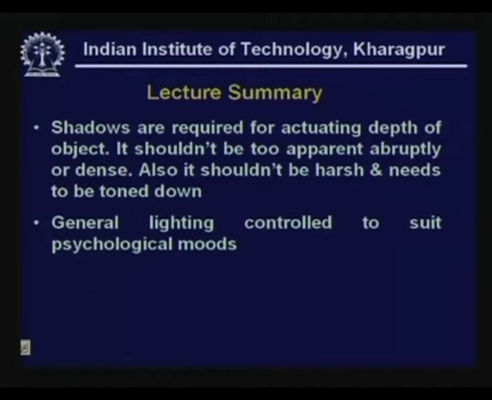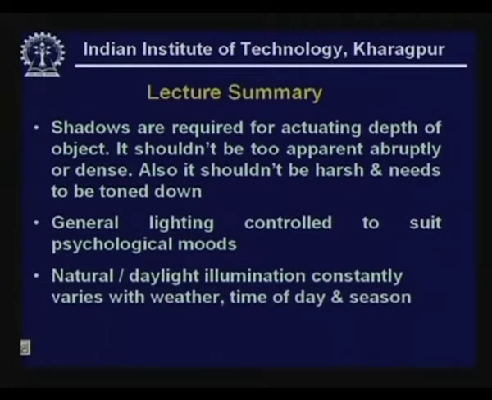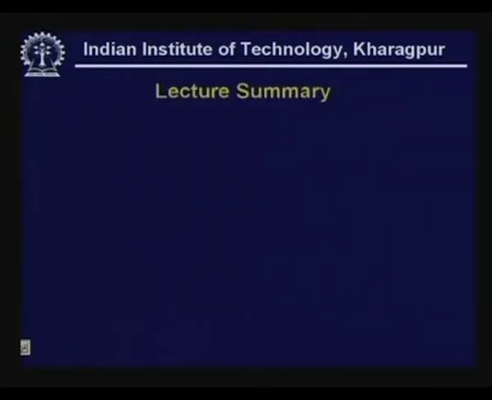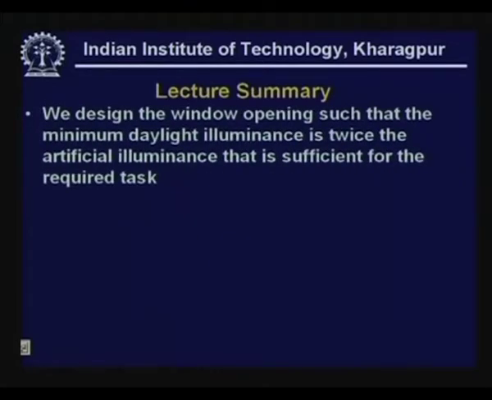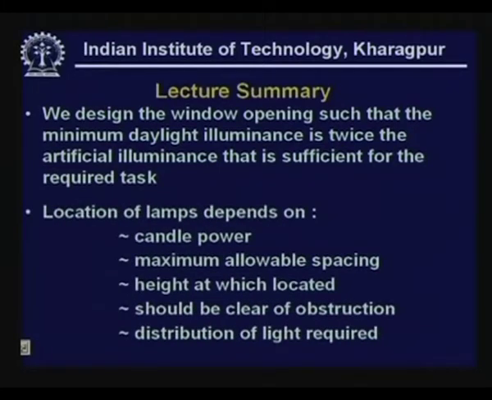General lighting is provided with controls to suit psychological moods. The natural light or daylight illumination varies with the weather, time and season, therefore windows are accordingly designed. The window opening is such that the minimum daylight illuminance is twice the artificial illumination sufficient for the required task. The location of lamps depends on the candle power, spacing allowable, and height at which located, keeping in mind they should be clear of obstruction and provide the required distribution of light.